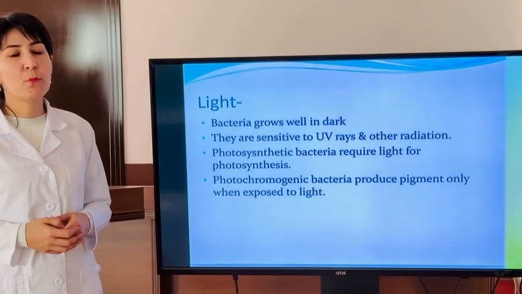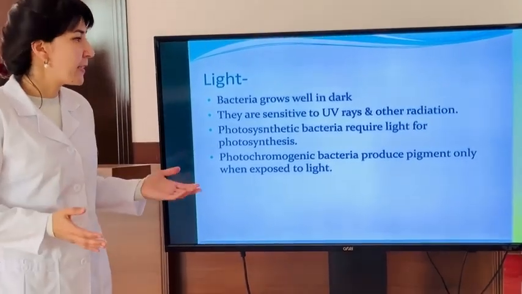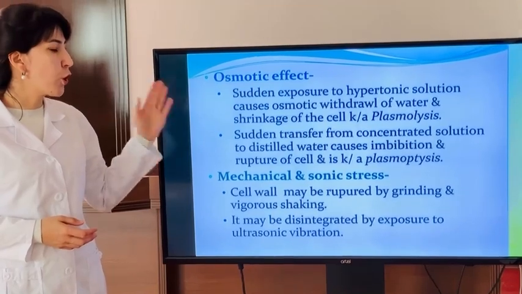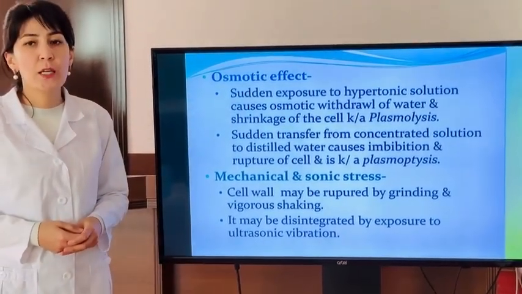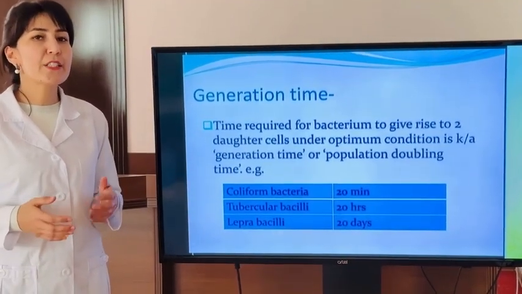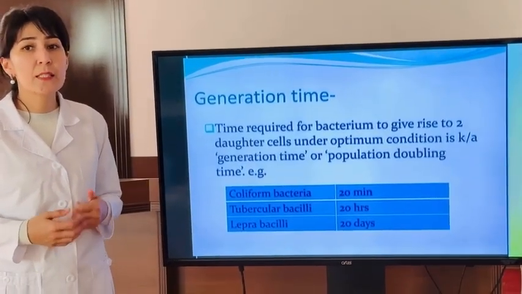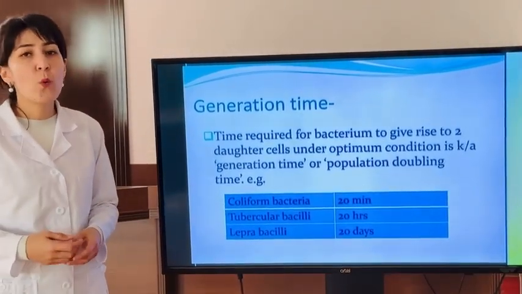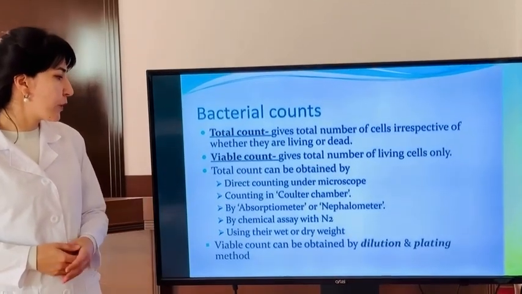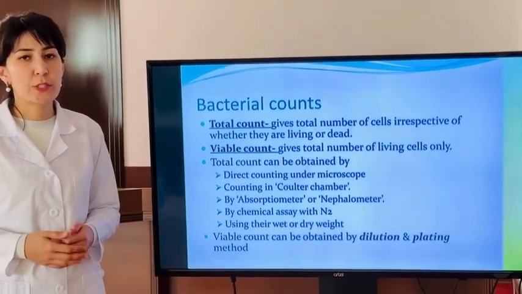Light is another important factor for bacteria. Bacteria grow well in the dark, and some bacteria grow in a lighted environment. We can also speak about osmotic effects and mechanical and sonic stresses on bacteria. Generation time: some bacteria grow quickly, for example intestinal digestive system bacteria grow speedily, but some bacteria do not. For example, tuberculosis bacillus takes 20 hours to divide from one bacterium into two. Bacterial counts include the total count and viable count, and all of these are affected.